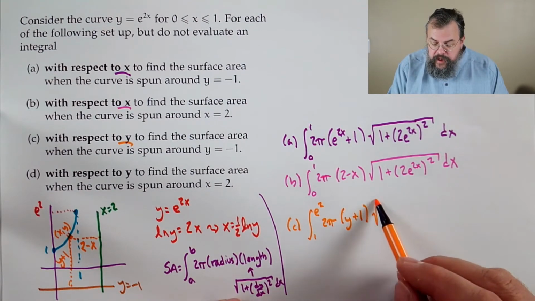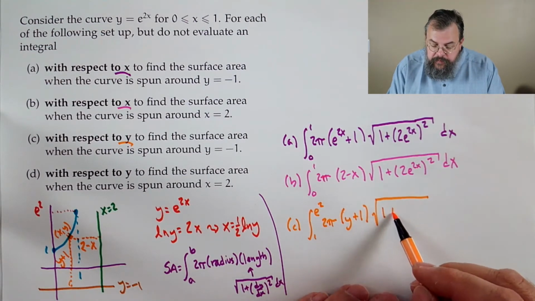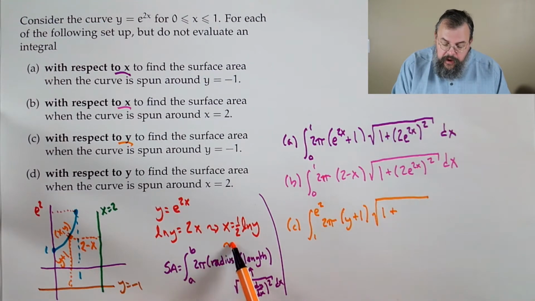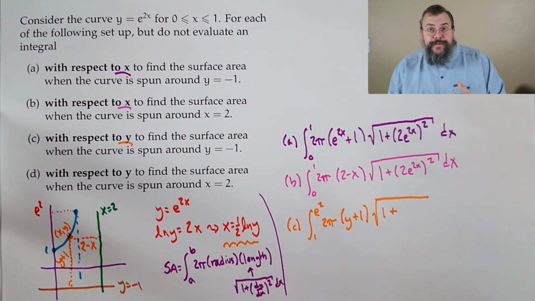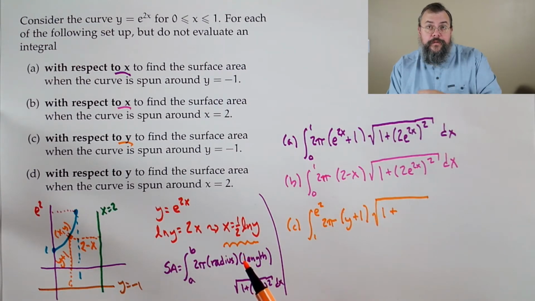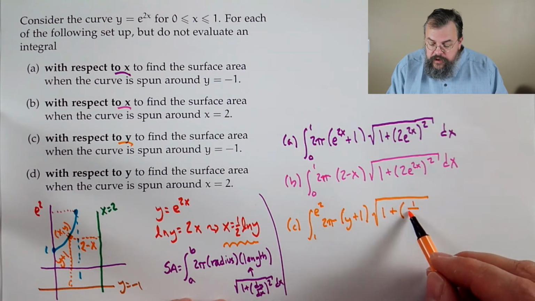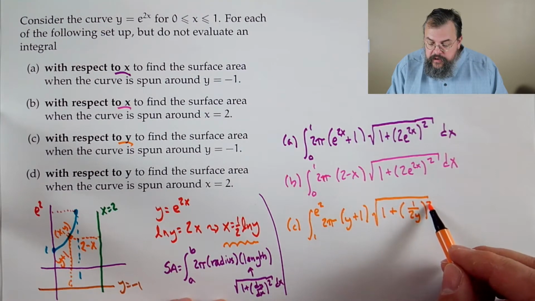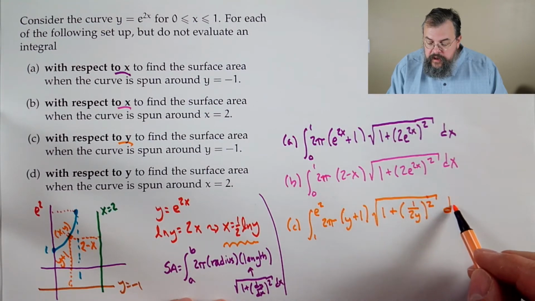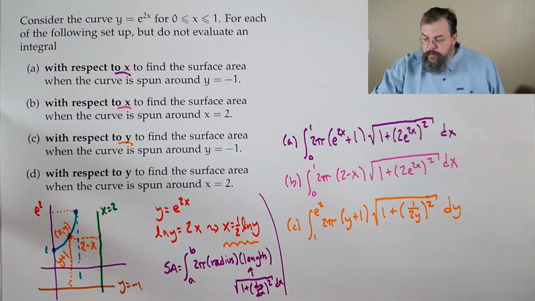And then the square root of, well, what's next? It's 1 plus, and then we come here and say, what's the derivative of x with respect to y? Well, the derivative of 1/2 times log y is 1/2 times 1 over y. The derivative of log of y would be 1 over y. So we would have (1 over 2y) quantity squared, and dy. There you go. Good.